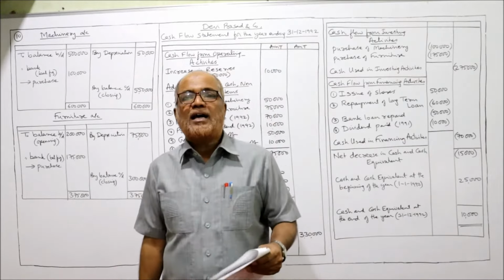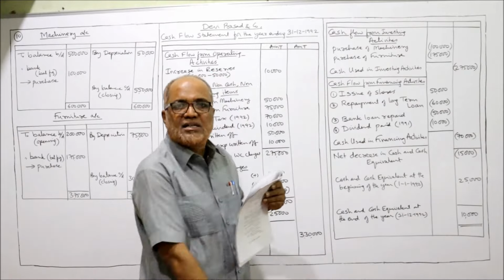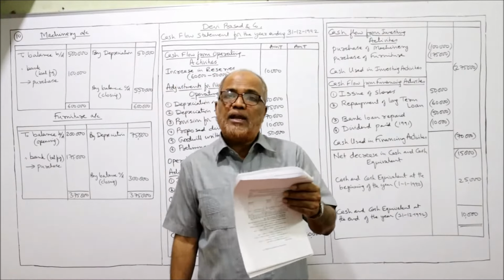Furniture last year 2 lakh, current year 3 lakh. Again, there is a purchase of furniture. Then stock, debtors. These two are current assets. We'll consider them in working capital. Then cash. Opening and closing cash is given as the last item. Cash and cash equivalent. Preliminary expenses.